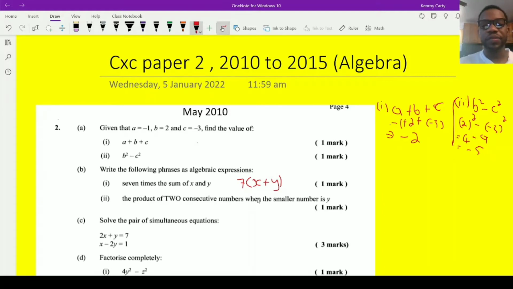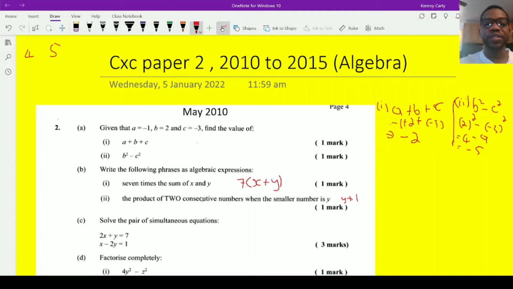Good. Now, 2 consecutive numbers means that the numbers come directly after each other. For example, look at my left corner here. 4 and 5 are consecutive numbers. What's the difference between 4 and 5? 5 is 1 more than 4, and that is how consecutive numbers work. So if one number is y, which is the smaller number, the number after y, you're going to have to add 1, which gives you y plus 1.